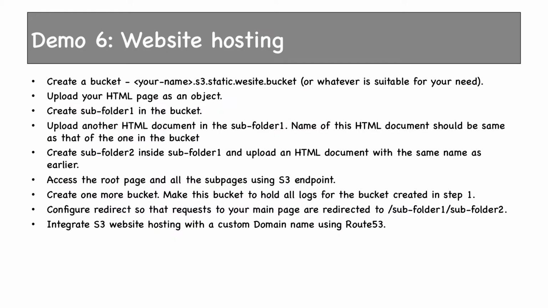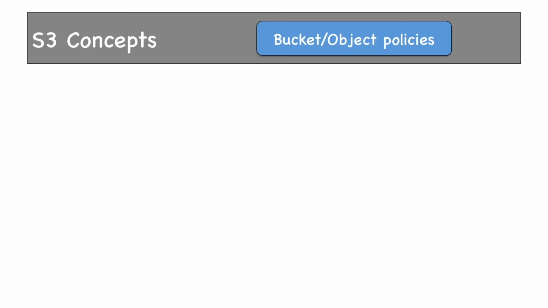Let's see a demo now. We'll create a bucket. We'll upload our HTML web page to that bucket. We'll create a folder in that bucket. We'll upload another HTML document in the subfolder. And then we'll set up a web page and integrate that with Route 53. Bucket object policies would be discussed with IAM or Identity and Access Management.